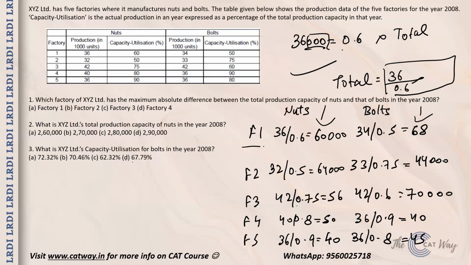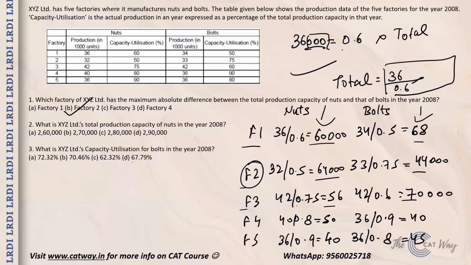For factory 1, it is 68,000 minus 60,000, that is 8,000. For F2, we have 64 minus 44, that is 20,000. For F3, we have 70 minus 56, 14,000. So till now, the highest is F2 with 20,000. For F4, it is 10,000. And for F5, it is 5,000. So the maximum absolute difference is for factory number 2, that is option B is the right answer.